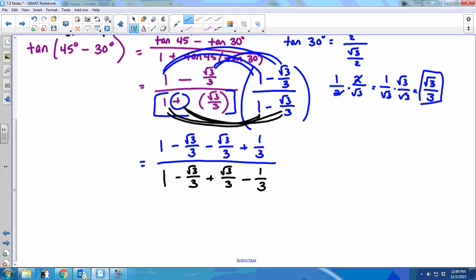I want to be able to combine all of the fractions in the numerator and the ones in the denominator. So in common denominators, everything has a 3 except for the 1. So we'll change these to 3 over 3. So then everything has a common denominator.